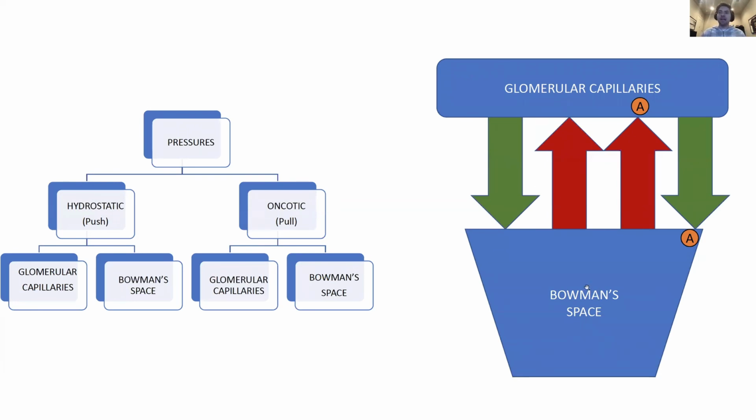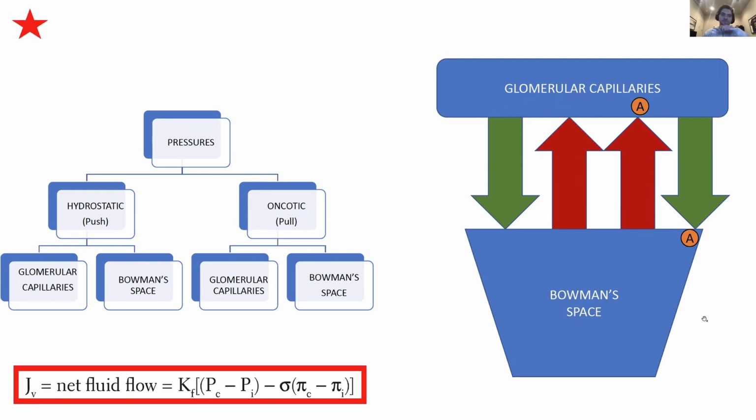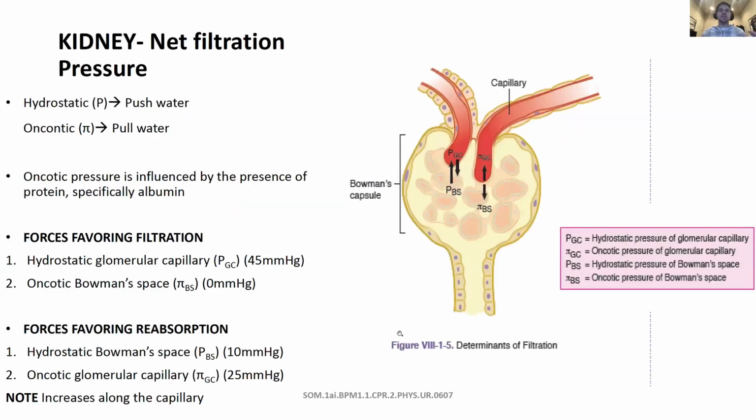Now, if you say Bowman space, it also has a push factor, which is hydrostatic, and a pull factor back to Bowman space, which is oncotic. So just remember, hydrostatic is push, oncotic is pull. They did give y'all an equation for this. This one it's exactly the same. I promise I pulled this from First Aid. I prefer this one because it's all negative signs and you keep the hydrostatic pressures in with one and the oncotic pressures with the other. So use whatever works for you. That's just how I do these equations.